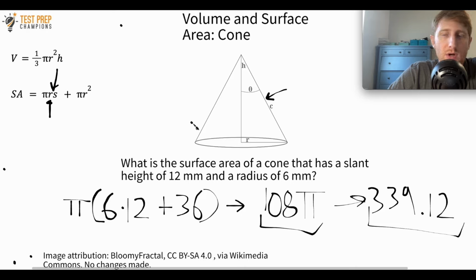And what you also could have done instead of doing this little trick where you pull the pi outside is you could have just gone right up here and done 3.14 times 6 times 12 plus 3.14 times 6 squared and plugged that all in your calculator, and that would also be a fine way to get the answer.